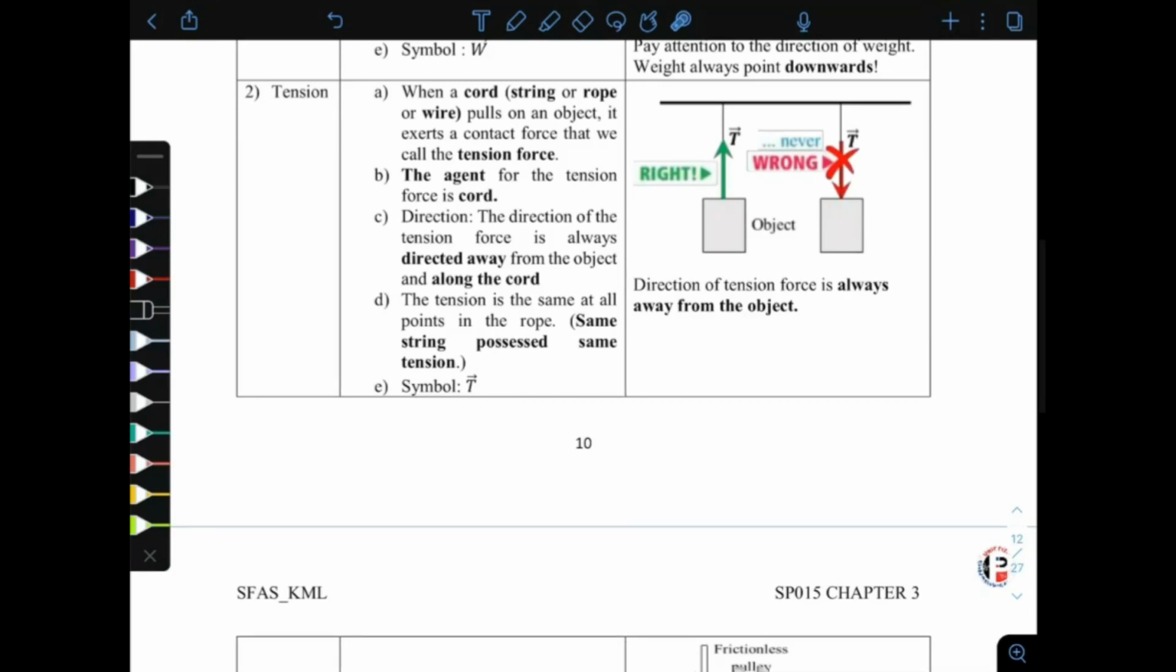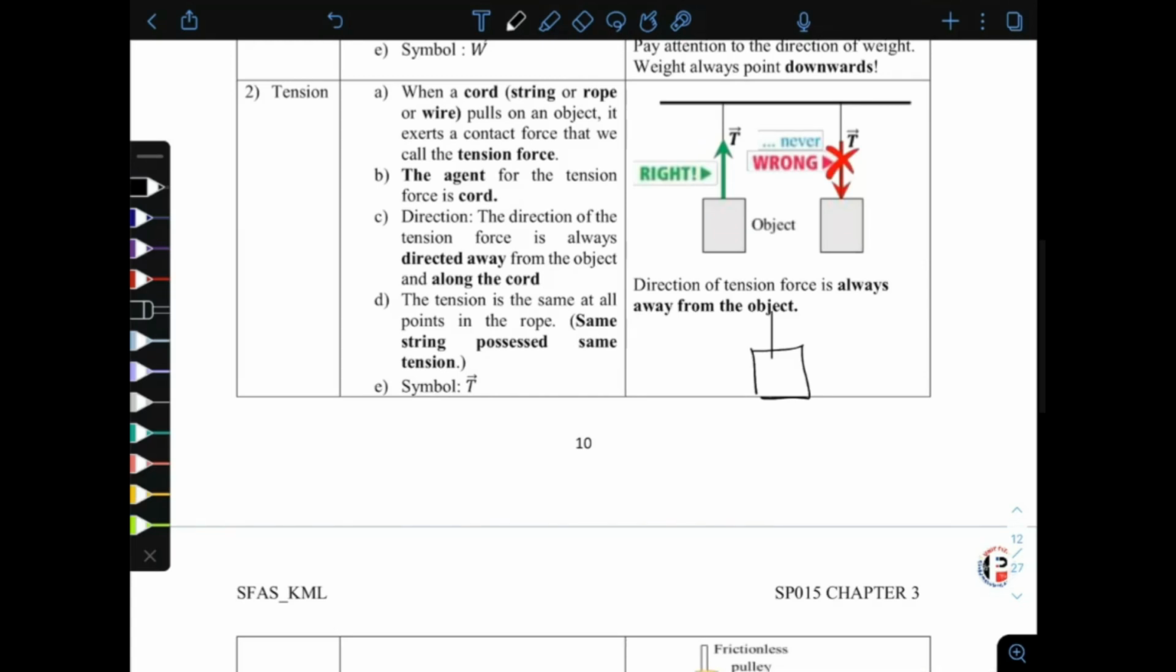Kita akan experience tension on the cord due to the pulling or the hanging of the object on that particular cord. The agent for tension is cord. So kalau kita ada apa saja objek yang terikat pada tali, dia boleh jadi wire ke, string ke, rope ke, apa sahaja jenis tali. Yang penting kita tahu dia adalah benda yang kita guna untuk attach an object. You can tie it, you can pull it or you can push it.